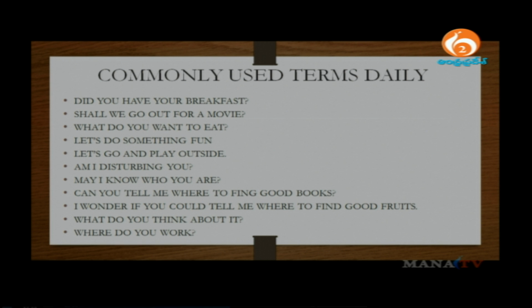What do you think about it? This is what we usually use. What do you think about it? That means you have done a project, or you had an amazing debate, or see, what do you think about it is a term that can be used anywhere.